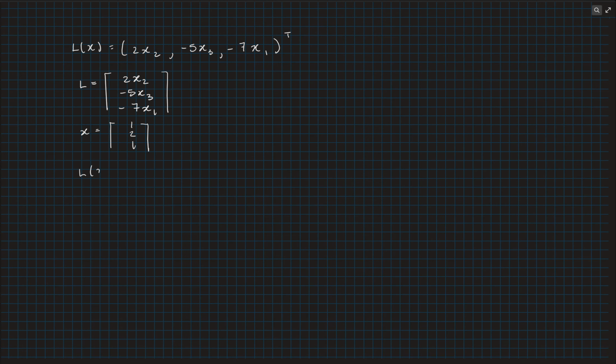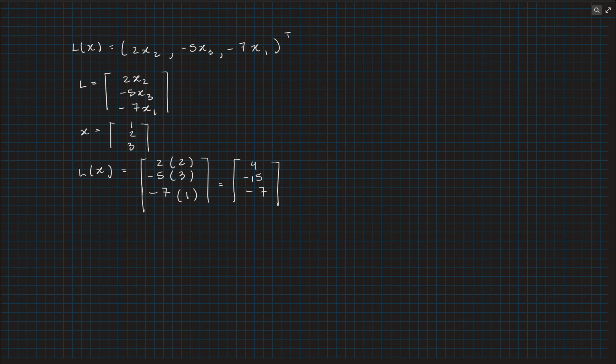Well, L of x is going to equal 2 times x2, and here x2 is 2, and then minus 5 times, and actually I'm going to change 1 to, say, 3, just so that you can tell what numbers are coming from where. So minus 5x3, which is 3, and minus 7x1, which is 1. This is also equal to 4 minus 15 minus 7. Okay, so that's all an operator is, but how do we check if this operator is linear? This is a valid operator.